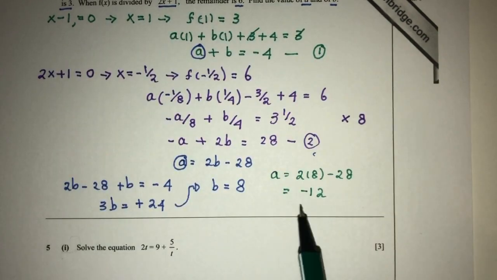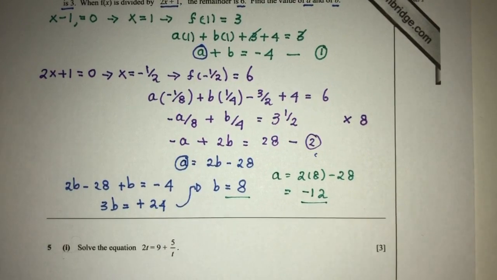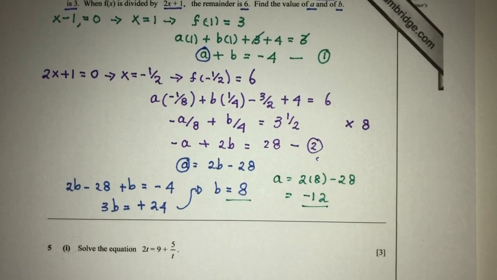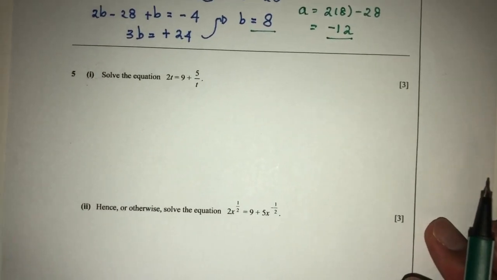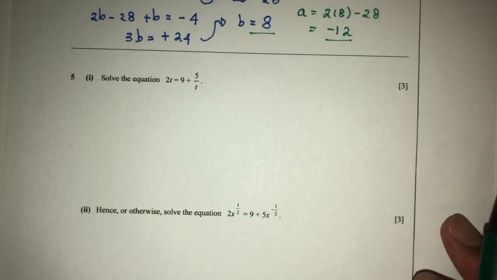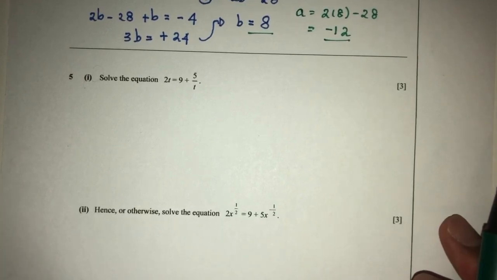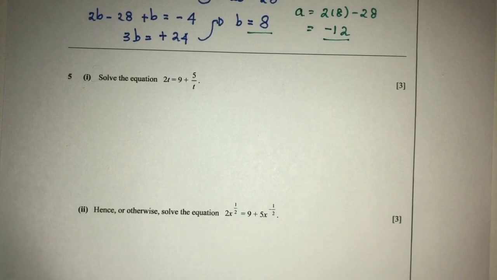So a is minus 12, b will be 8. This will be your answer for question number 4. Now let's move on to question number 5. So here we have to solve the equation. So basically, find the value of t, solving the equation.